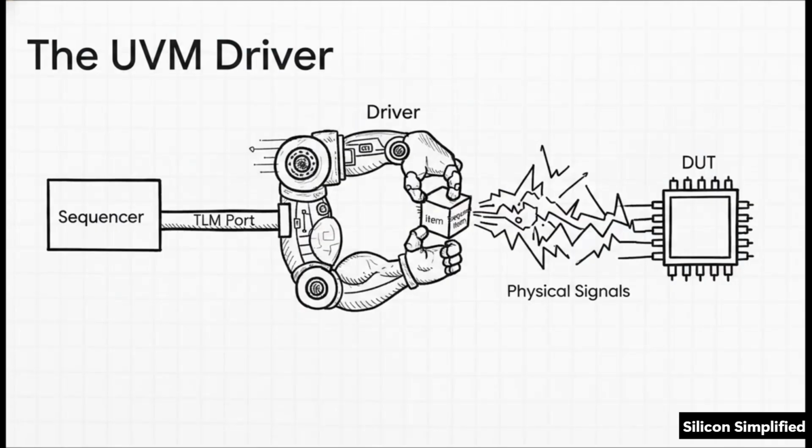Next up, we have the driver. This is the active actor that pulls those transactions and does the heavy lifting of translating them into raw physical signal transitions right on the hardware interface. Since sequence items are super abstract, like they might literally just say read address X, the driver is the one that has to know all the exact exotic encodings, the timings, and the protocol rules to properly wiggle the bits at the input pins of the DUT. And to do this, it uses a transaction-level modeling, or TLM port, to pull these items securely straight from the sequencer.